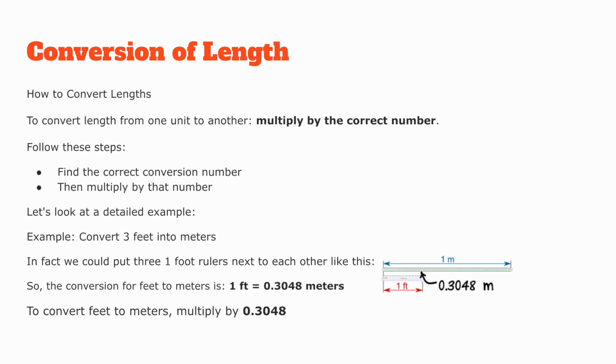Let's look at a detailed example. For example, when we say to convert 3 feet into meters, we can use this method. When we put a 1 meter ruler next to a 1 foot ruler, they look like this. Now we need to look closely and we see that the 1 foot ruler comes to exactly 0.3048 on the meter ruler. So the conversion for feet to meters is 1 foot equals 0.3048 meters.